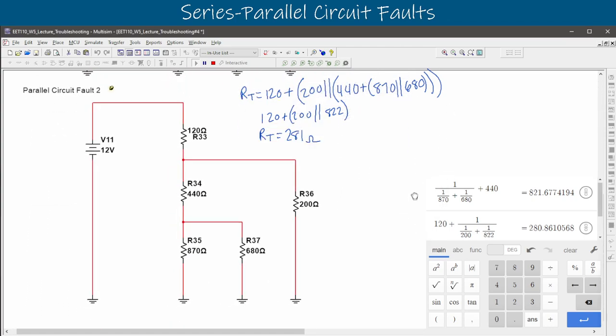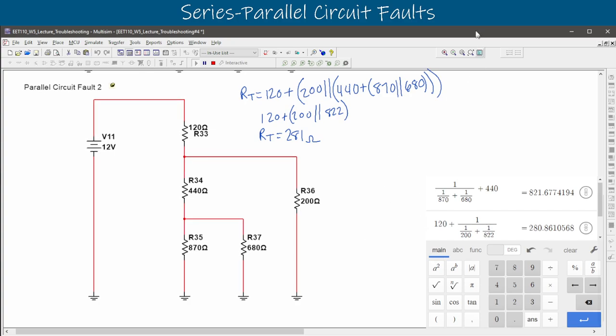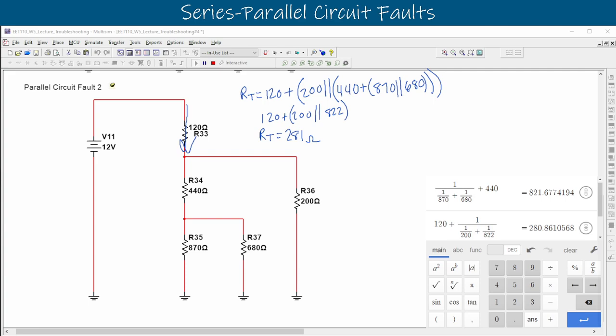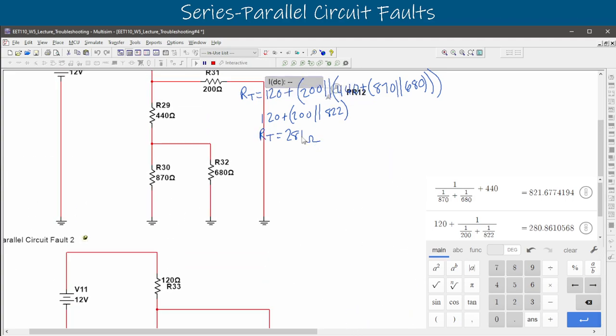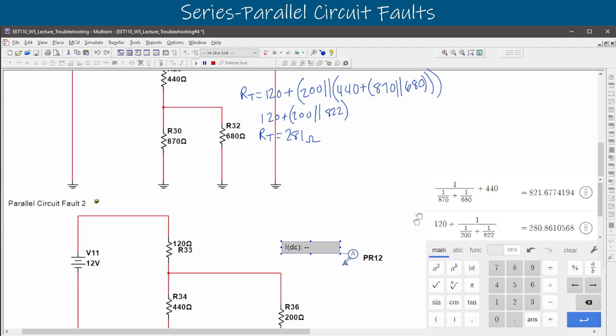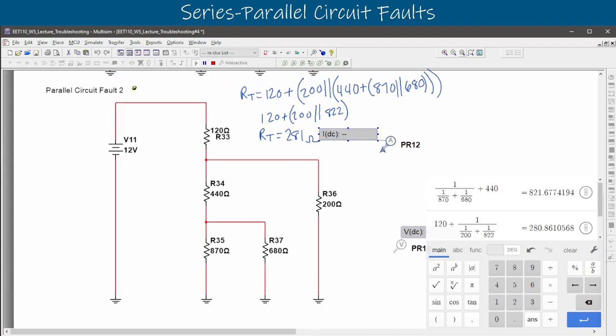This is the same circuit. This circuit, we see that the 120 ohm resistor at the top here should still be in series, so we can check that with our probe lines here. Let's grab those. So we'll measure our current in the circuit.